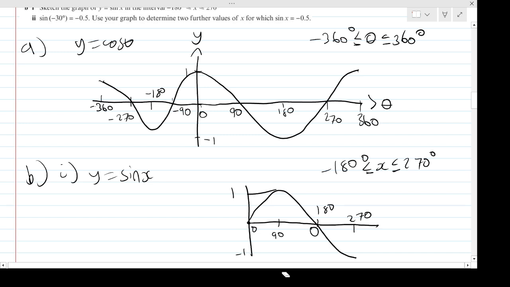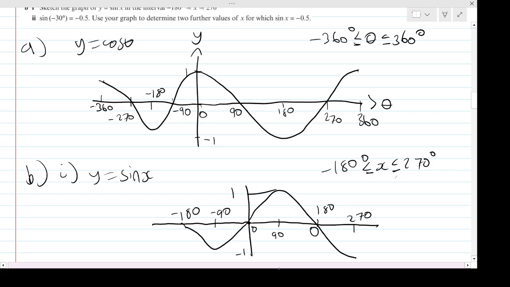Anyway, that's from 0 to 270, but we need to actually go backwards to negative 180. So we need to extend the graph backwards as well, so it looks like that. Let me draw that again. There we are. But I don't need to consider anything further than this, because if we extend the axis, this would be negative 90, where it goes to -1 down here, and then 180 would be there.